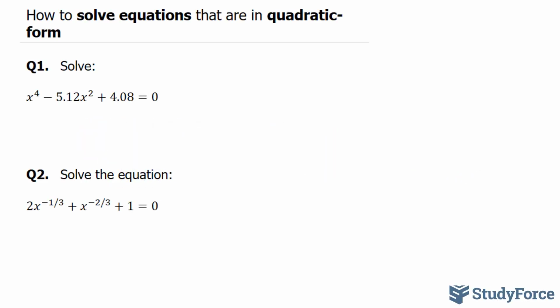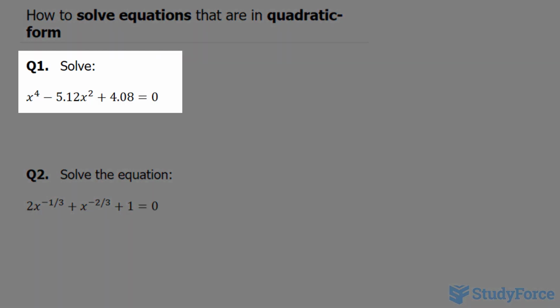In this lesson, I'll show you how to solve equations that are in quadratic form. Let's start with question number 1. Solve the equation x to the power of 4 minus 5.12 x to the power of 2 plus 4.08 is equal to 0.